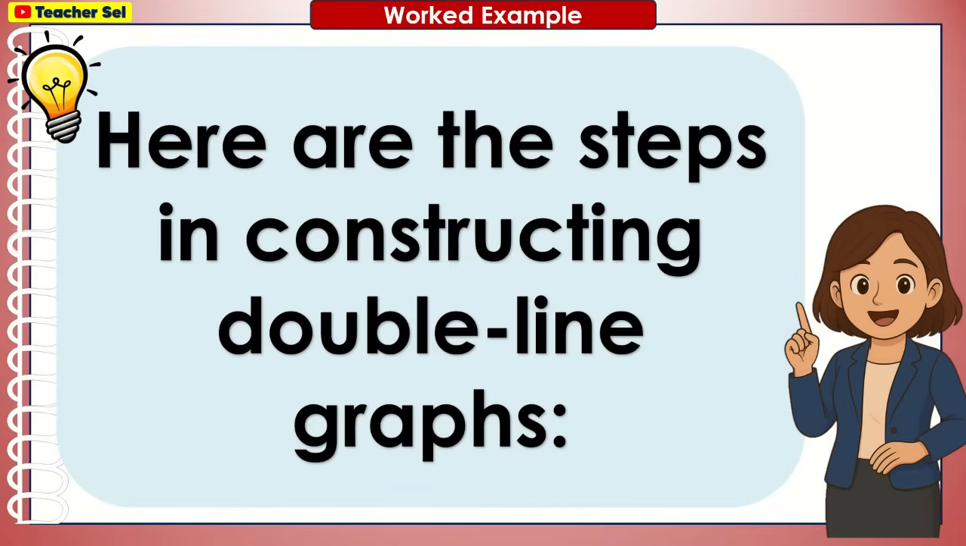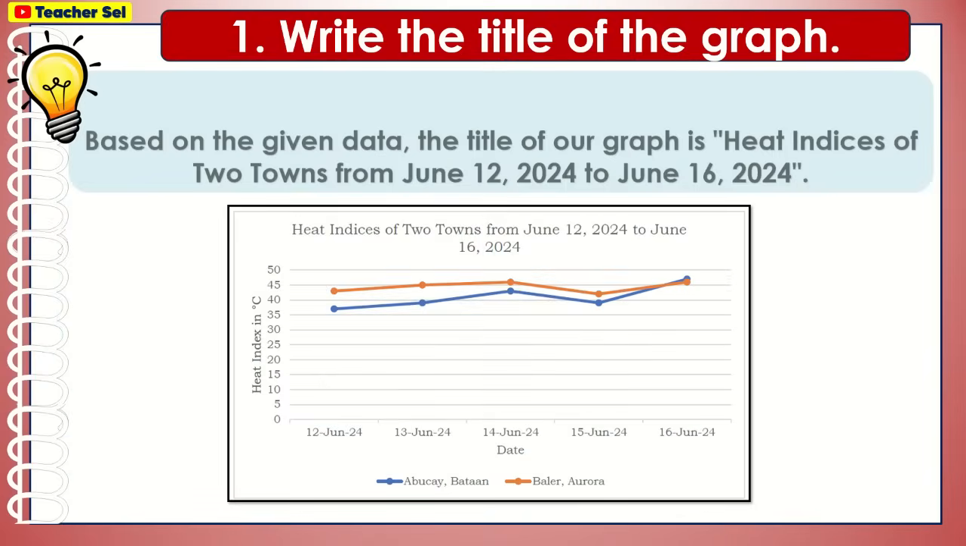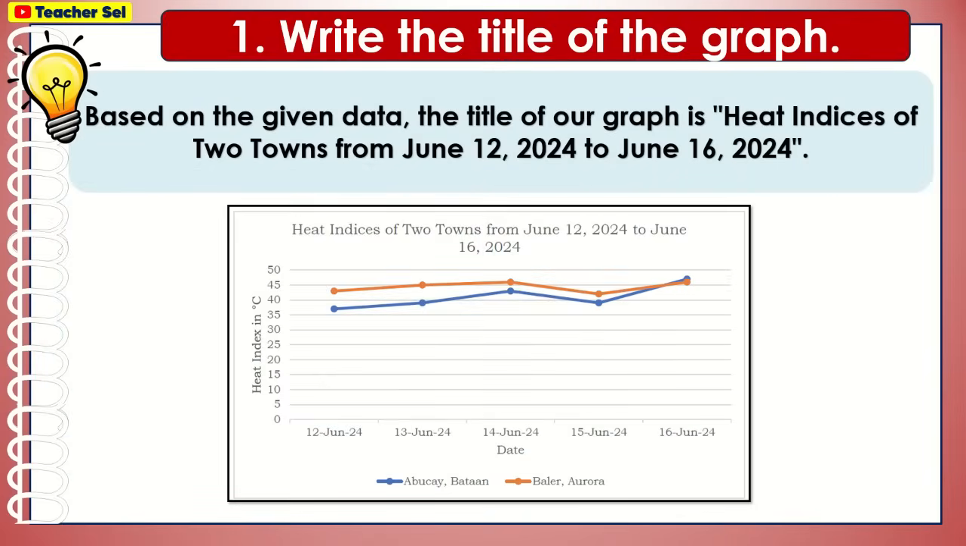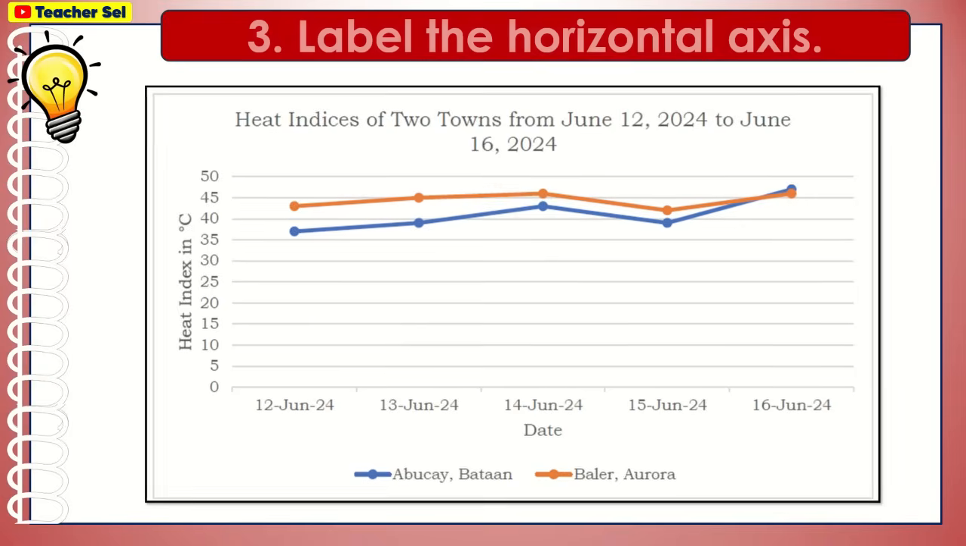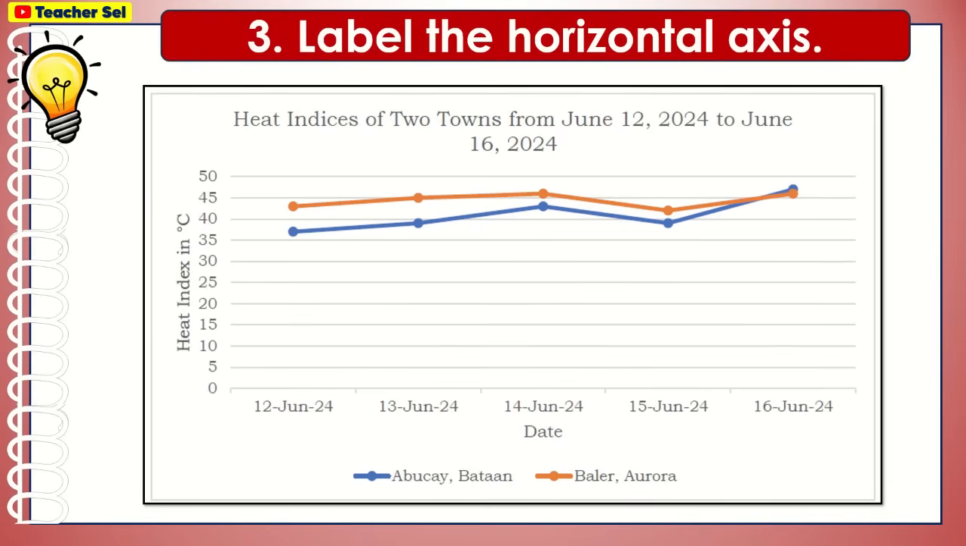Here are the steps in constructing double line graphs. Write the title of the graph. Based on the given data, the title of our graph is Heat Indices of Two Towns from June 12, 2024 to June 16, 2024. Draw the horizontal and vertical axis. Label the horizontal axis.